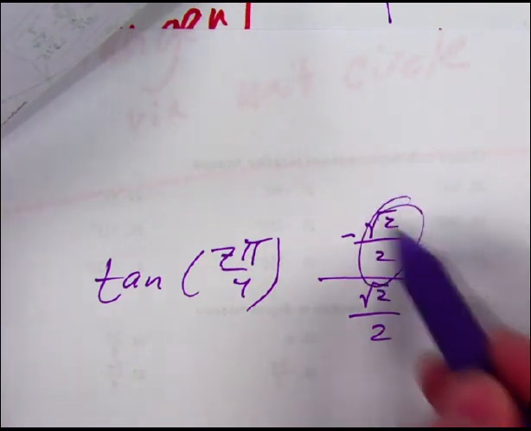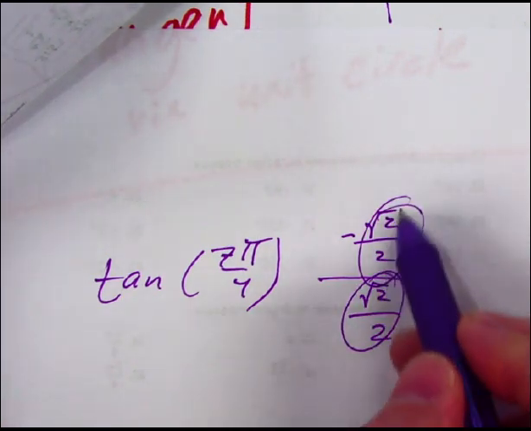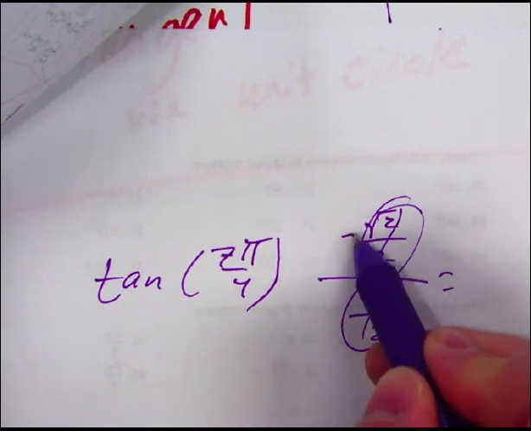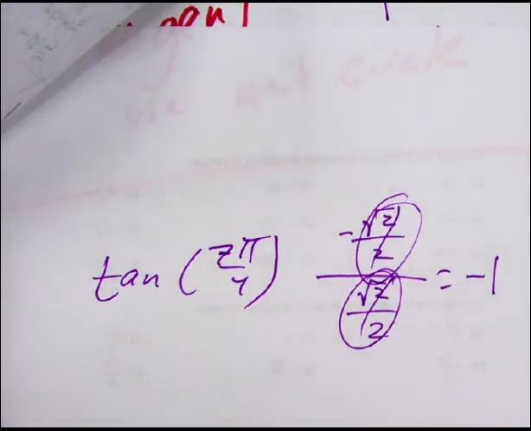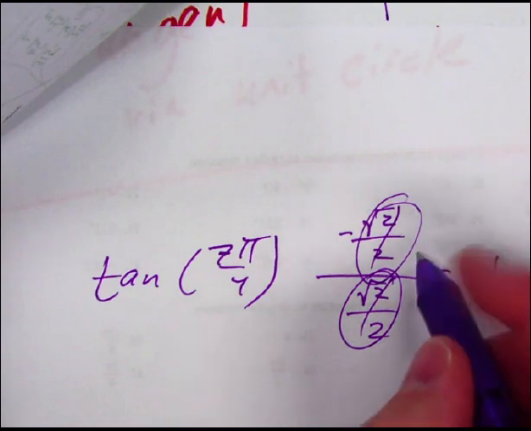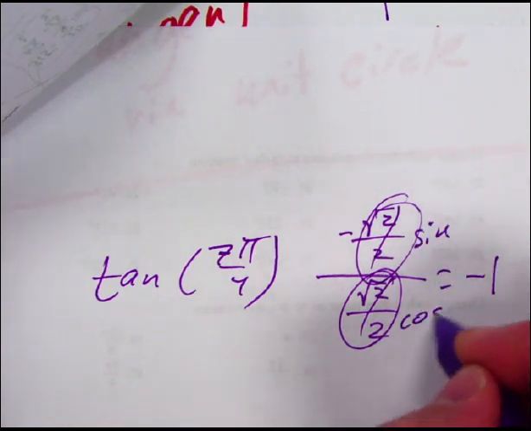Well, this is the same thing over the same thing, so that makes a 1. And then I've got the negative sign over here, so the answer to that is negative 1. Tangent is simply the sine answer over the cosine answer.